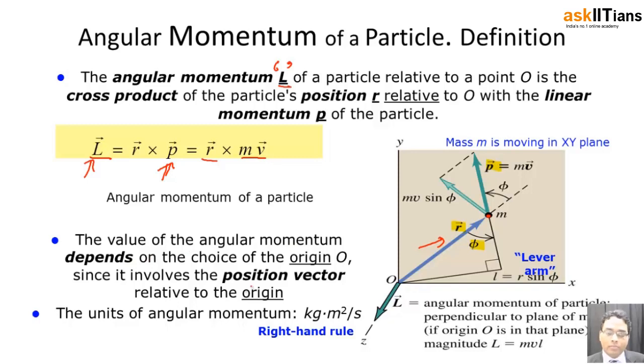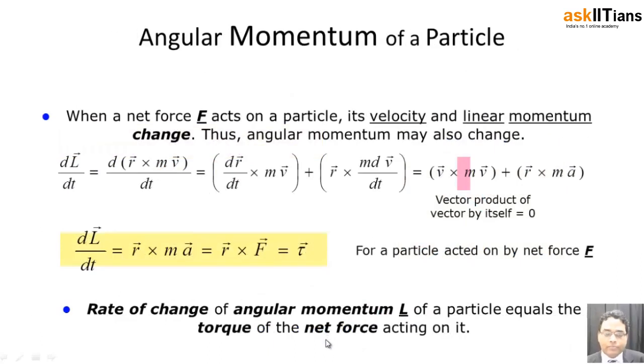The value of the angular momentum depends on the choice of the origin. Whatever origin we have, the value of the angular momentum is going to depend on it. The unit of angular momentum is obviously kilogram meter square per second, because kilogram meter per second is multiplied with r, which gives kilogram meter square per second.